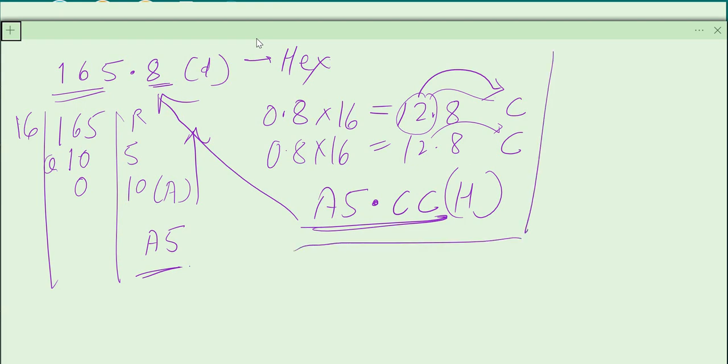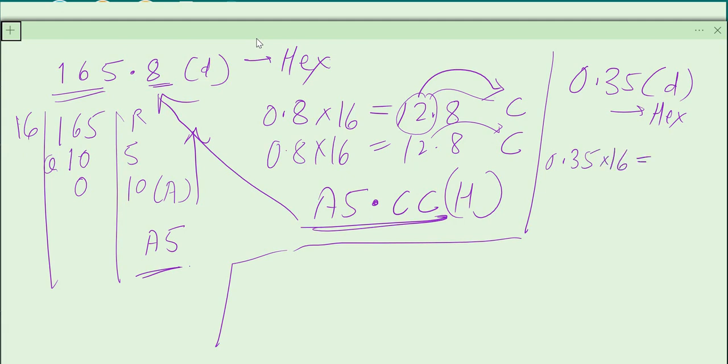Now I will show you one more fractional part where the repetition is not coming. Suppose we have 0.35 decimal, and let's convert it into hex for, say, 2 or 3 digits after the decimal point. 0.35 into 16. What do we have to find out? 0.35 into 16 is coming out to be 5.6. Out of that, 5 will be taken out and 0.6 will be taken for the next conversion.